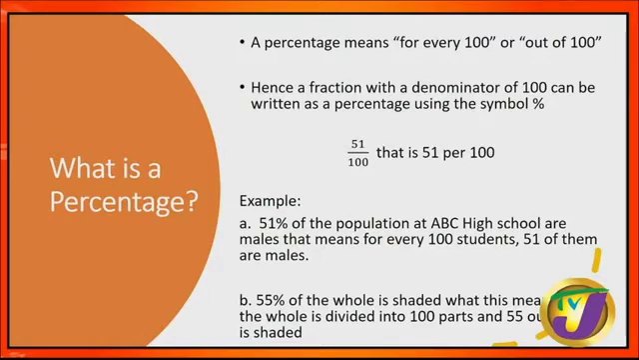55% of the whole is shaded. What this means is that the whole is divided into 100 parts and 55 out of the 100 is shaded.